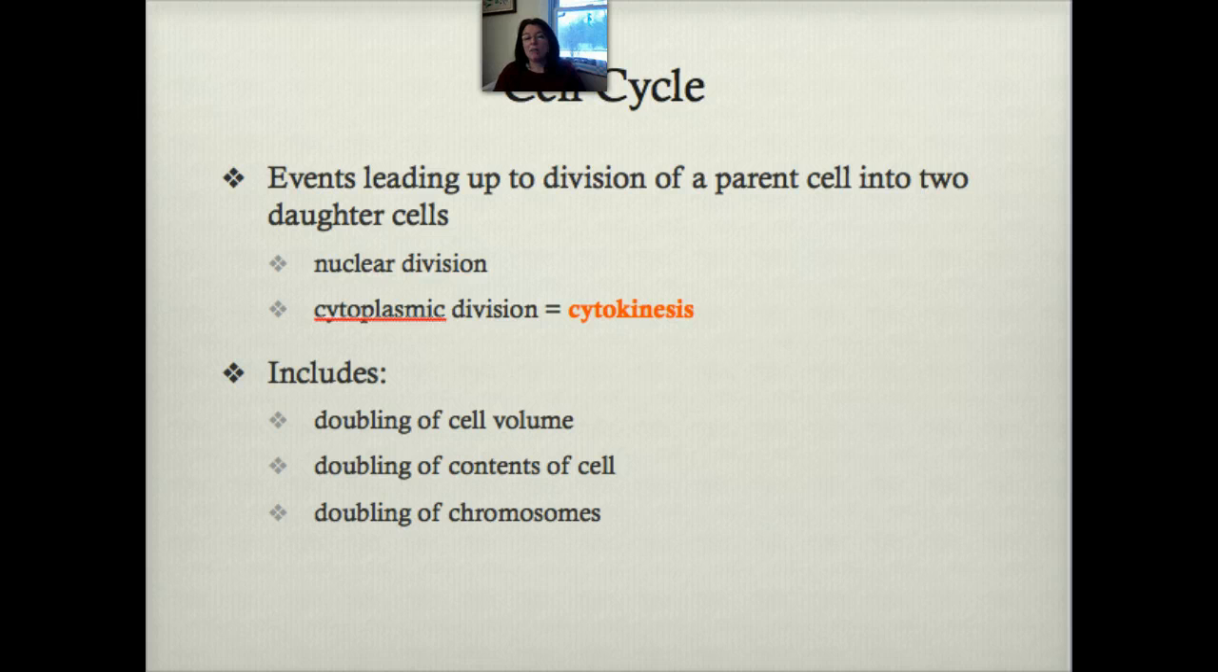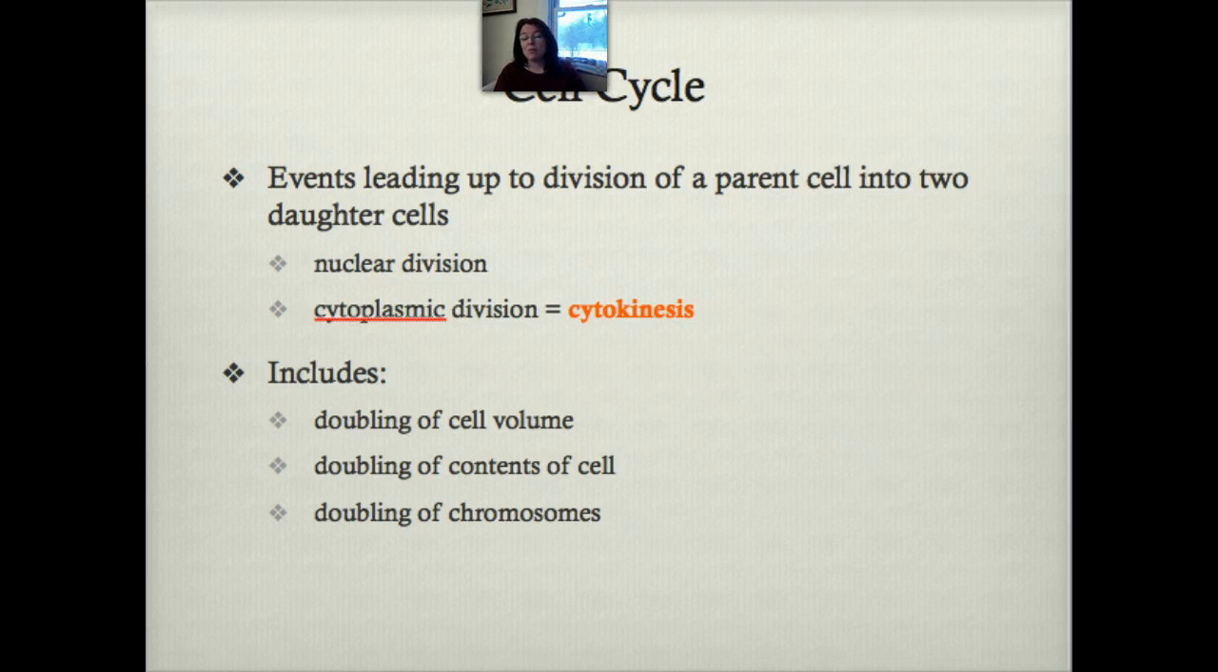So we can talk about cell division in terms of the cell cycle. And all that term refers to is all of the events that lead up to the division of a parent cell into two daughter cells. And again, that's going to include a nuclear division and then a cytoplasmic division.